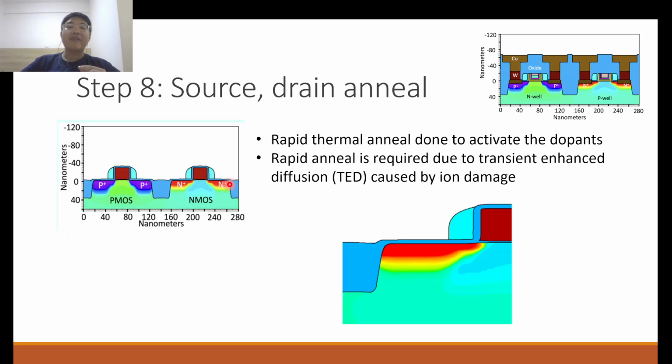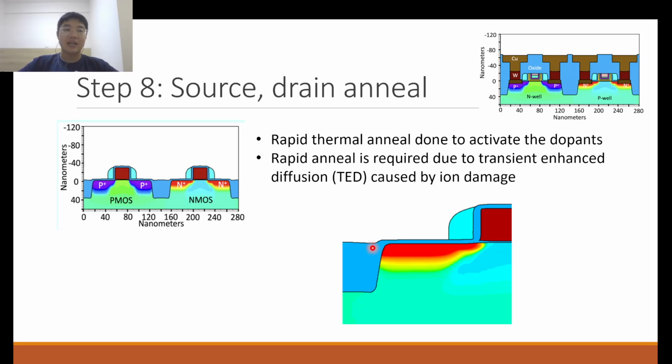Okay, then after that, don't forget, whenever we dope something with ion implantation, the annealing step is absolutely necessary. So in this case, we do what we call a rapid thermal anneal, also known as RTA. So why the need for rapidity? Why this need to be so fast?